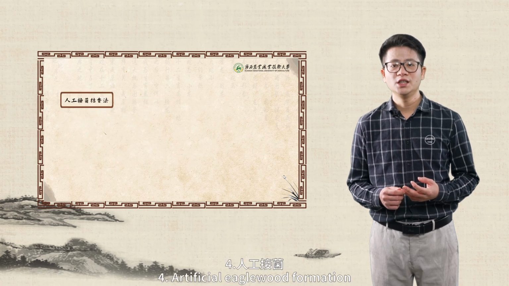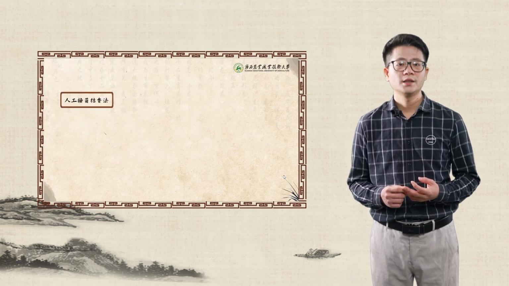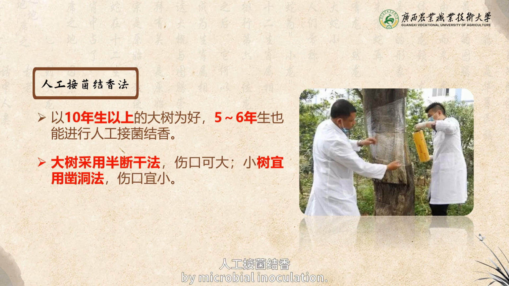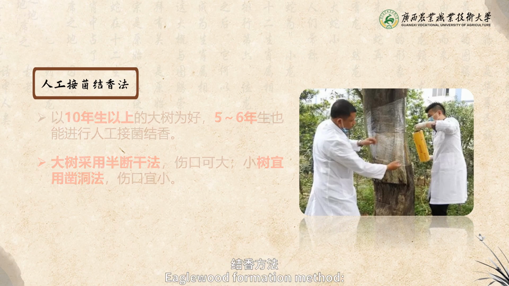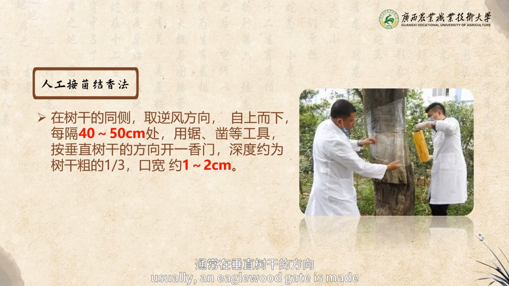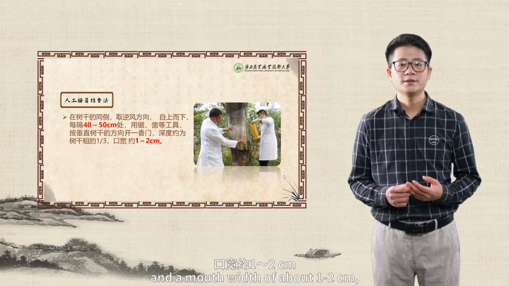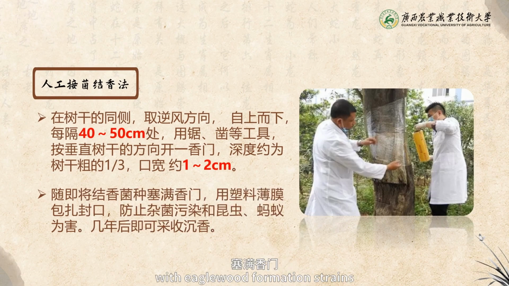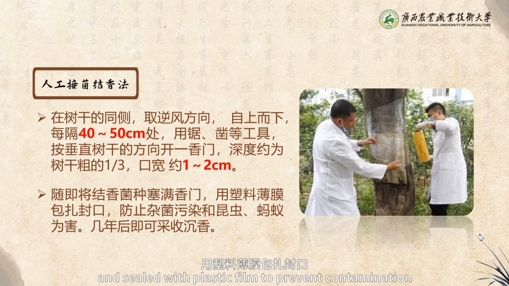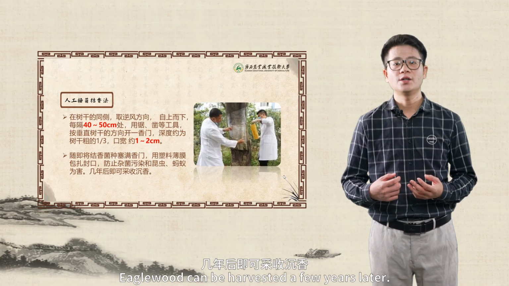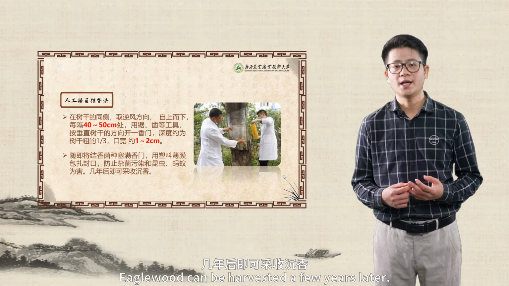4. Artificial Eaglewood formation by microbial inoculation. Big trees over 10 years old are preferred, though those 5 to 6 years old can also be used for artificial Eaglewood formation by microbial inoculation. Usually, an Eaglewood gate is made in the direction vertical to the trunk, with a depth of about 1/3 of the trunk thickness and a mouth width of about 1 to 2 centimeters, and then the gate is filled with Eaglewood formation strains and sealed with plastic film to prevent contamination by other bacteria, insects, and ants. Eaglewood can be harvested a few years later.